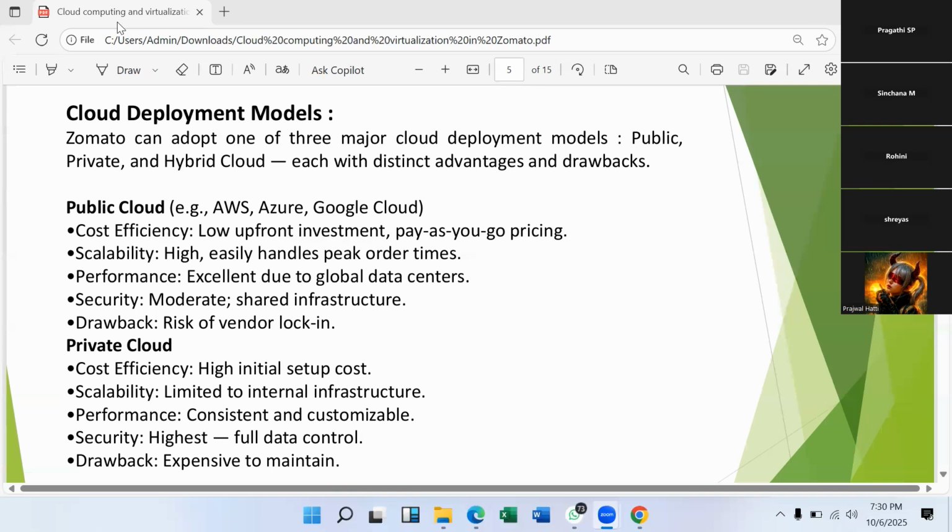Next, private cloud. In a private cloud, all infrastructure is used by a single organization. This gives Zomato full control and the highest level of security, which is ideal for protecting sensitive customer and business data. Performance is customizable because resources are dedicated. However, the setup cost is high and the maintenance is expensive since the company has to manage everything internally.